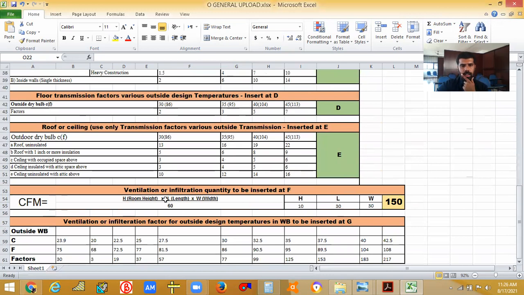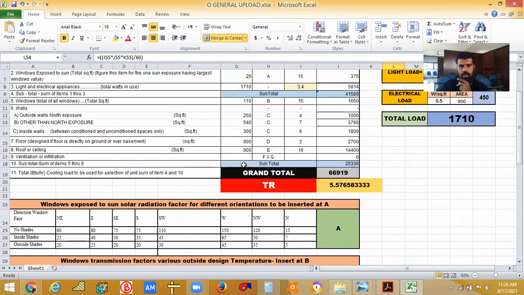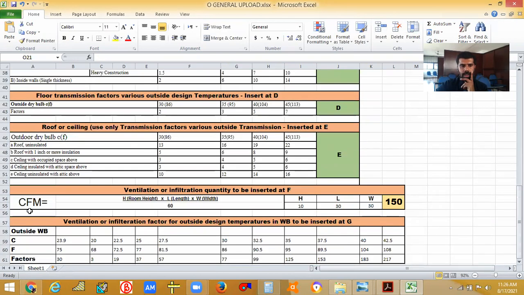F I have already calculated. It is written here. Height, how much is height? 10 feet, right? Length is 30 feet and width is 30 feet. So what will be my ventilation CFM? 150. So I have to insert 150 here. That is F. So F means ventilation only CFM. We have to find the CFM.